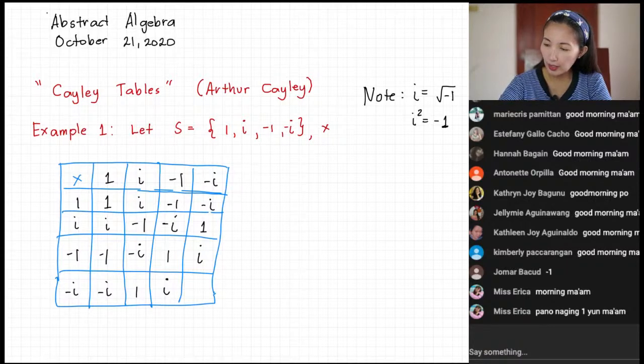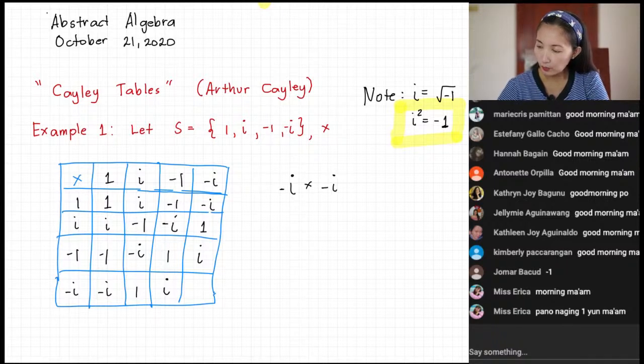Okay, take note of this. Let me highlight. Those who came in late, this one. Remember, I is the square root of negative 1. The imaginary number I is equal to the square root of negative 1. Is that clear? Negative I times negative I, let me write it here so that those who came in late can follow. Negative I times negative I is equal to positive I squared.